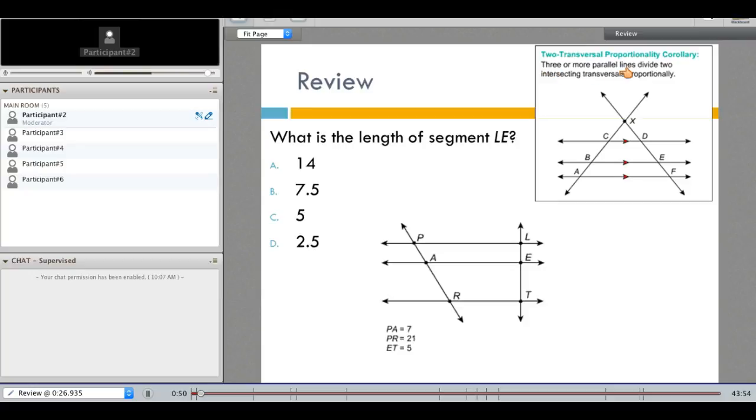So 3 or more parallel lines divide 2 intersecting transversals proportionally. Now it should indicate here that these are parallel. You're supposed to assume that they are, which I don't like, but these are parallel. So PL, let's put the arrows on there. We'll do that.